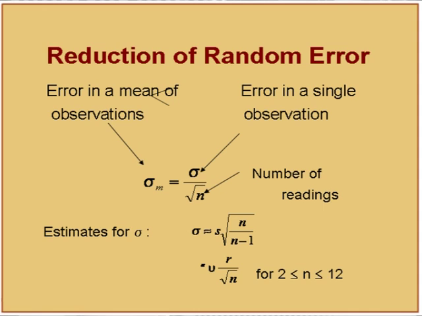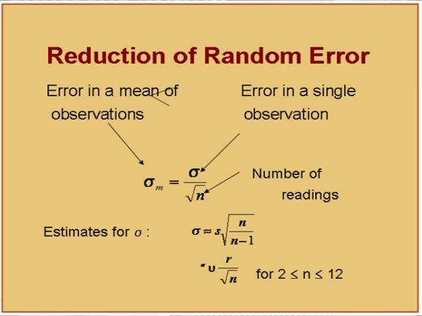All that we are saying is, if you want to use the formula sigma equal to R by square root N, which is a simple way of estimating sigma, where sigma is the error in a single observation, then this formula will be reasonably accurate if N is between 2 and 12. That is all what it means.